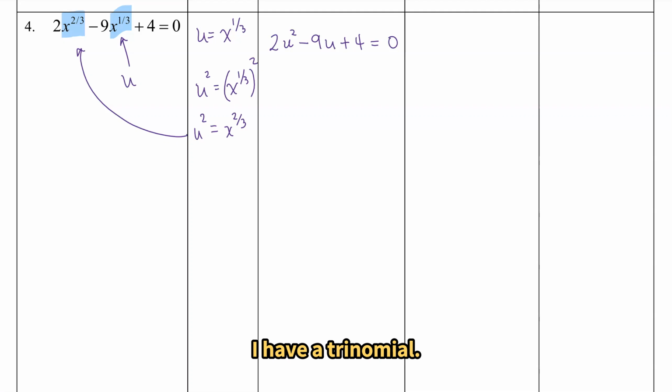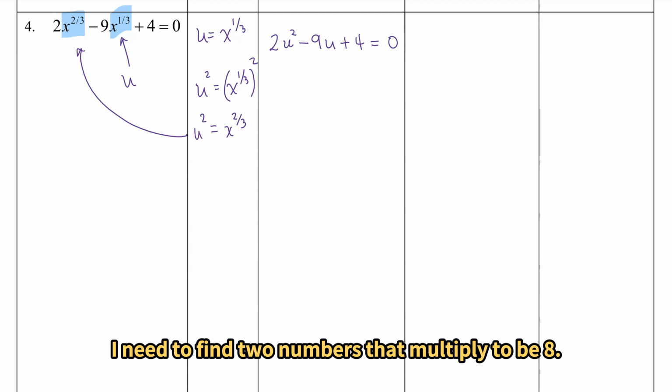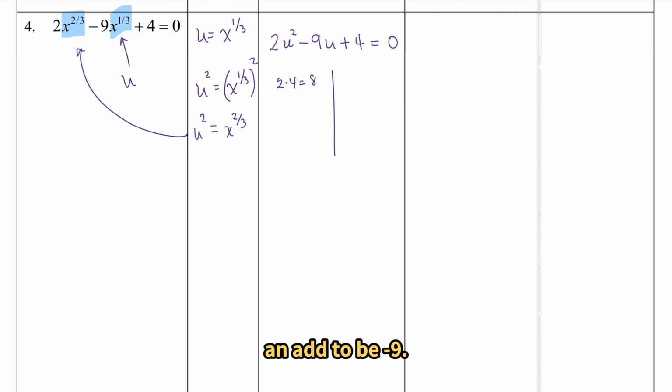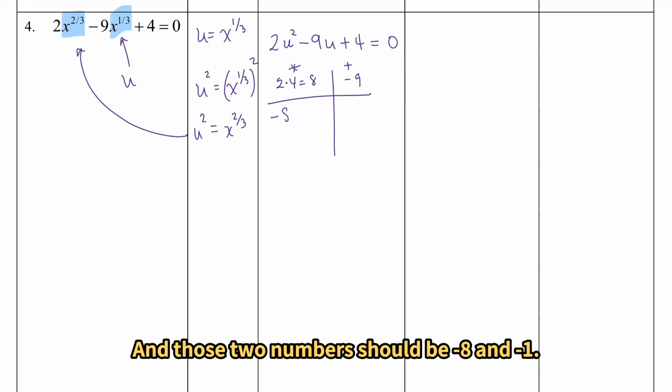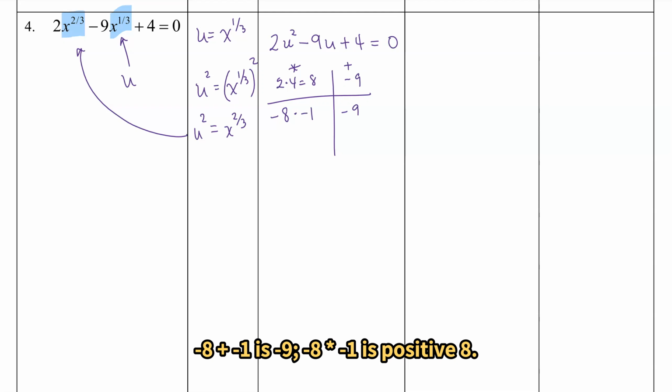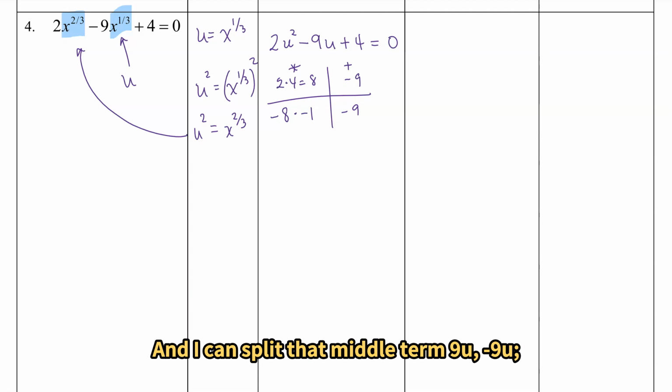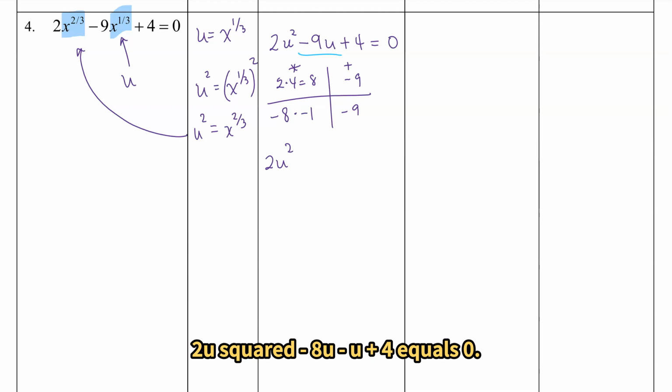I have a trinomial. I need to find two numbers that multiply to be 8 and add to be -9. And those two numbers should be -8 and -1. -8 plus -1 is -9. -8 times -1 is +8. And I can split that middle term, -9u: 2u squared minus 8u minus u plus 4 equals 0.